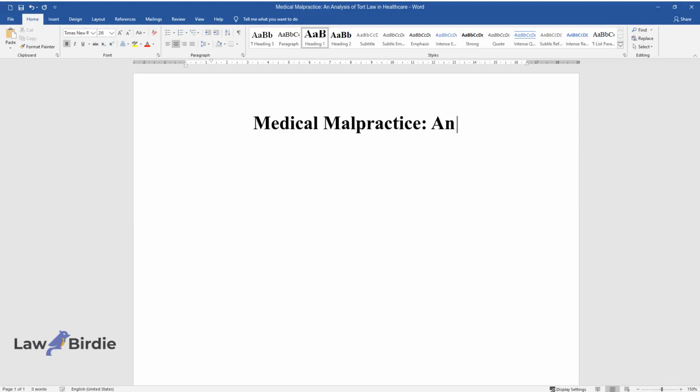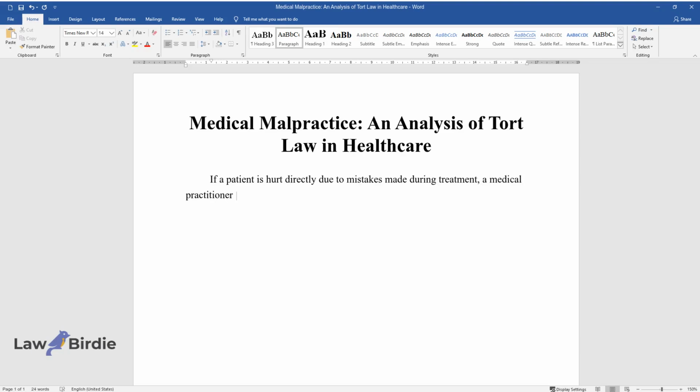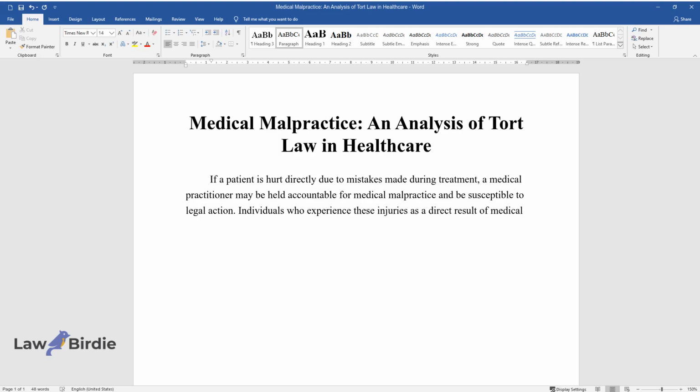Medical malpractice, an analysis of tort law in healthcare. If a patient is hurt directly due to mistakes made during treatment, a medical practitioner may be held accountable for medical malpractice and be susceptible to legal action. Individuals who experience these injuries as a direct result of medical negligence can hold the practitioners liable for such injuries under the rules and regulations that have been created for such situations.